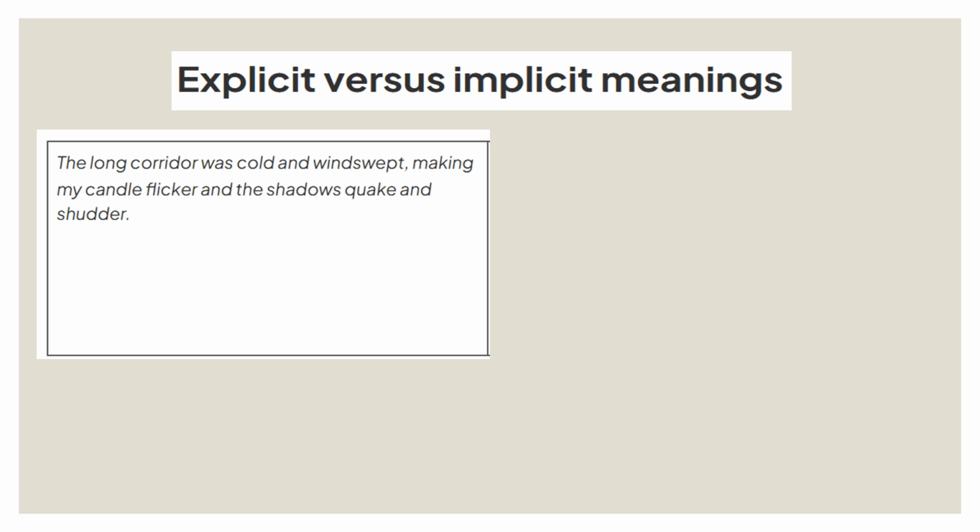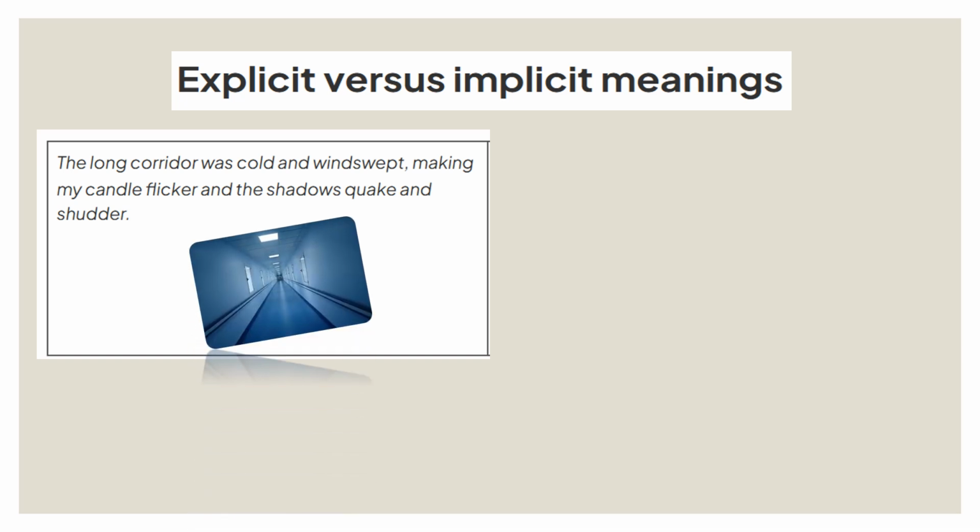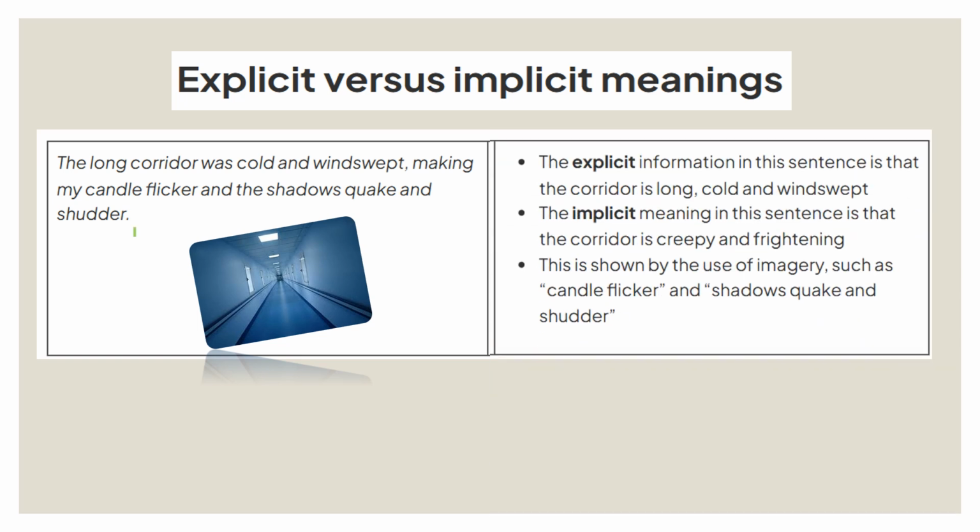Let's look at one example. The corridor was cold and windswept, making my candle flicker and the shadows quake and shudder. After reading this description, the image which comes to your mind for this long corridor is this. Now, ponder deeper for the explicit and implicit meaning.